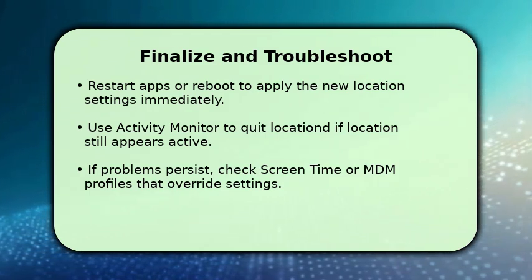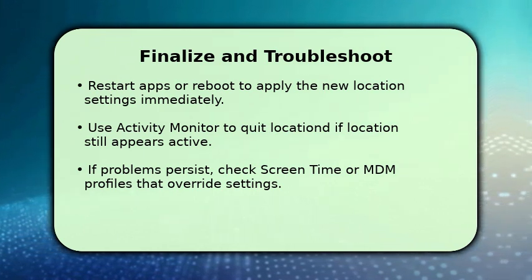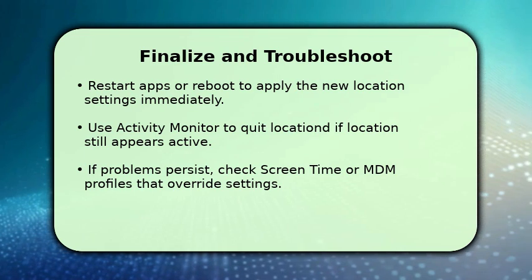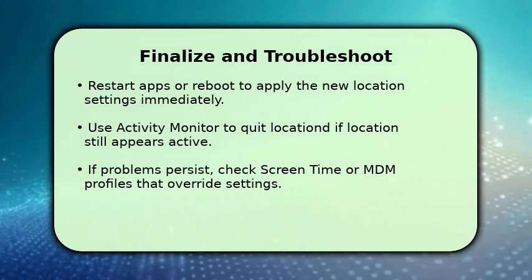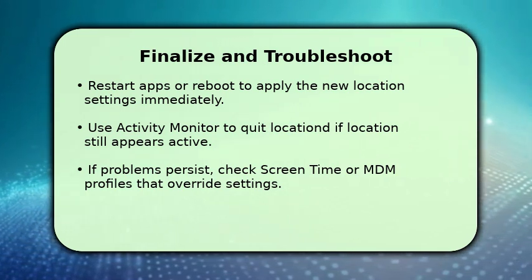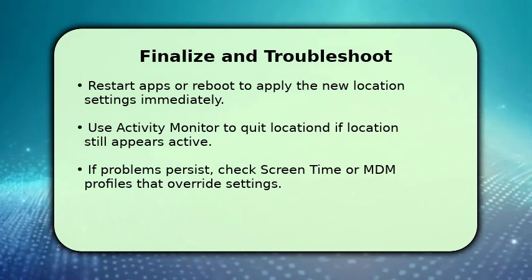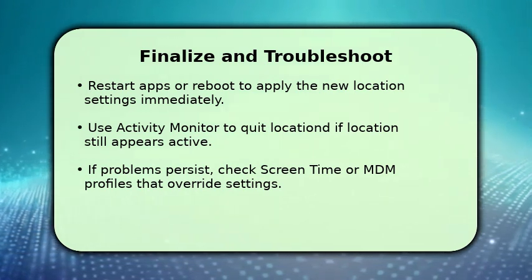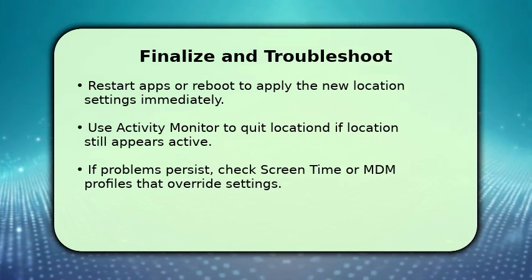Finally, close affected apps and restart your Mac or the apps to make sure the new location setting takes effect. If you still see location activity, quit the background process named locationd using Activity Monitor. This forces the service to restart with updated permissions. Make sure to check Screen Time restrictions or any device management profiles that might override your choice. Those can silently re-enable location. If nothing works, relock settings and consider a safe reboot before testing.